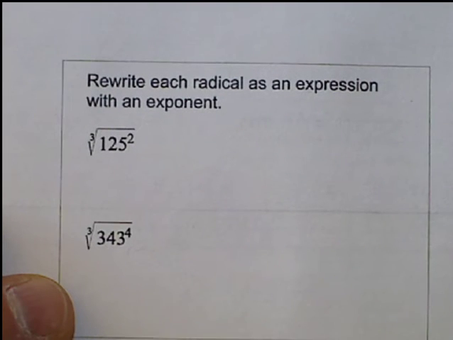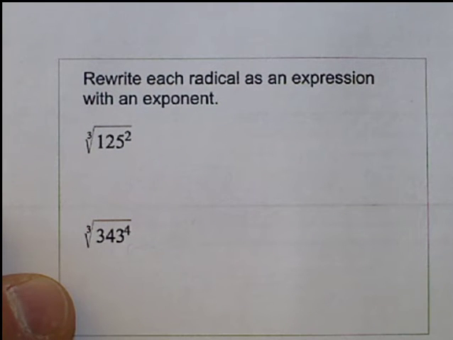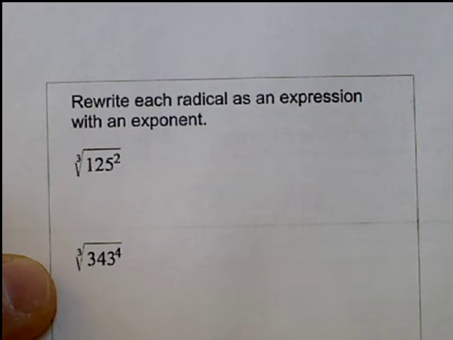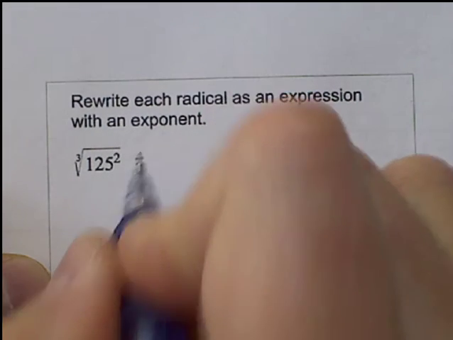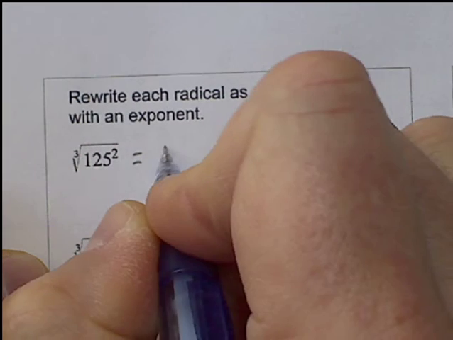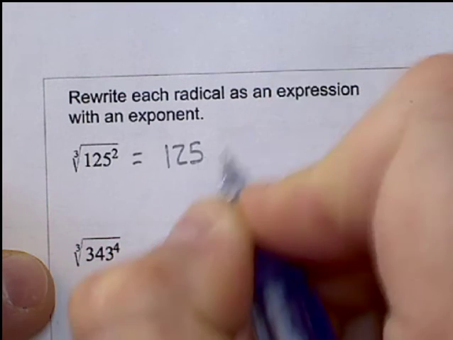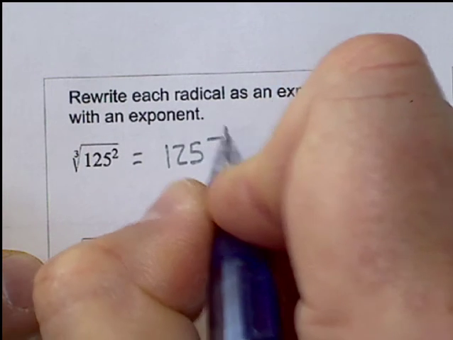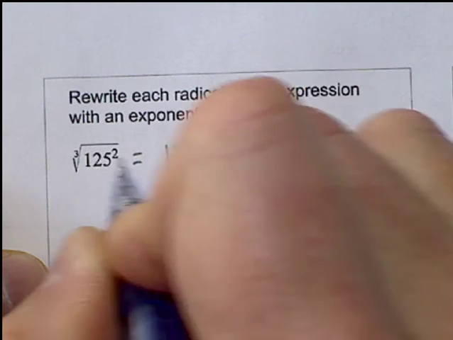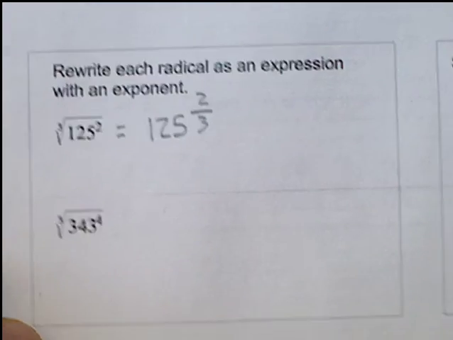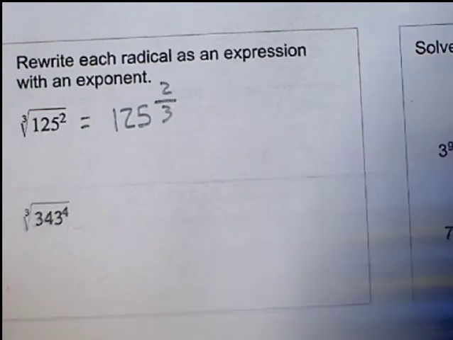Now we're going to work the other direction. Rewrite each radical as an expression with an exponent. So the cube root of 125 squared. We know the base is going to be 125 to the 2 over 3. The 2 stays on top since it's with the base, and the 3 would be on the bottom. 125 to the 2/3 power. Okay? And then you can enter that.